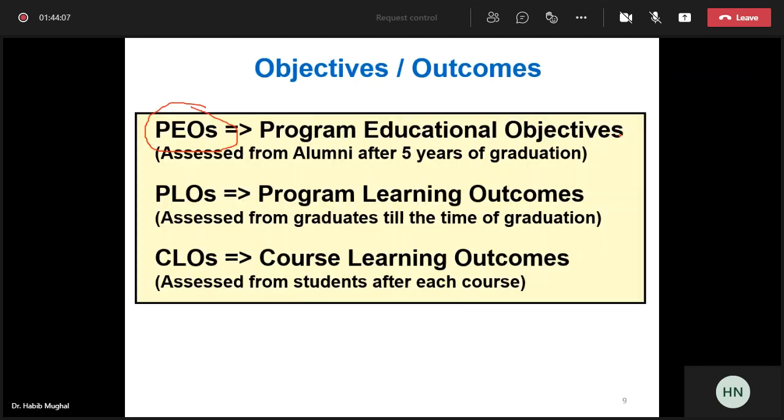By the way, what is meant by program educational objectives of the civil engineering program? Your program educational objectives hote kya hai? Kaun si statements hai? Ji. Don't know, sir. Actually, program educational objectives are those qualities or abilities which will be produced in our graduates after 5 years of the graduation.